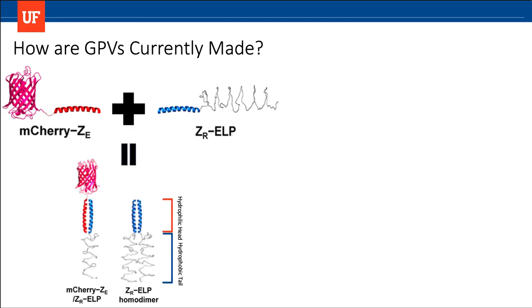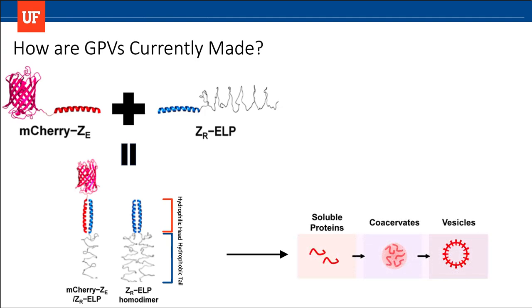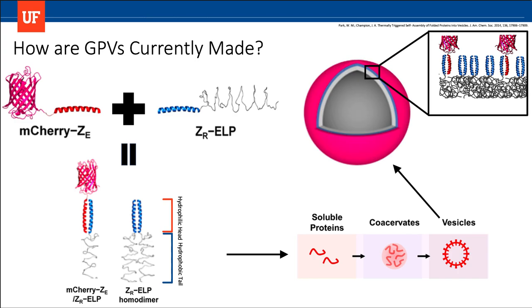And these have a hydrophilic head, which likes water, and ends up on the outside or the very inside of the vesicle, and a hydrophobic tail, which doesn't like water, and ends up on the inside. And these soluble proteins can form coacervates and then vesicles with temperature changes. And here is what the vesicle structure actually looks like.